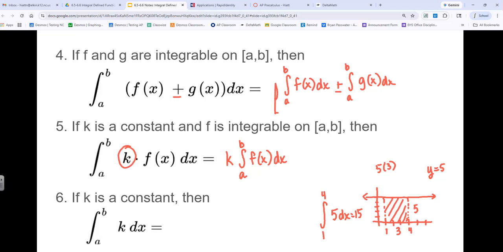So let's generalize that for just any number, right? If I have a constant right here, like the 5, that's just the height of your line, right? So you're going to take k, and you're going to multiply. The width of your rectangle is going to be b minus a, right? The difference between your limits, how far those limits are apart.